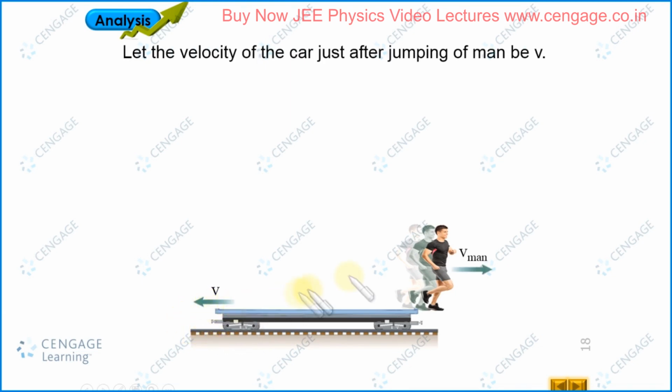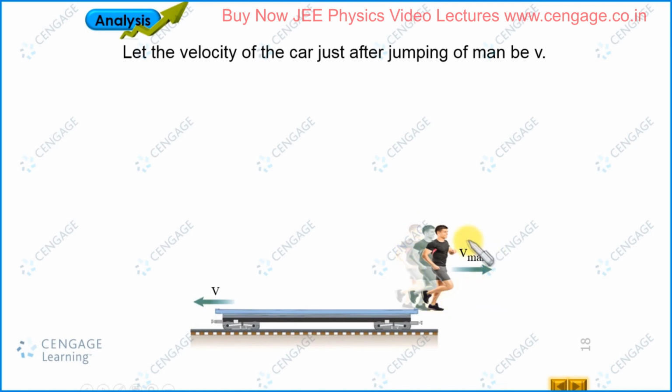Why leftward direction? Because initially the system is at rest and the man is getting linear momentum in the rightward direction, and the initial linear momentum of the system is 0. For making the linear momentum of the system 0, the car has to move in the leftward direction. So let us assume this velocity is v. The velocity of the recoil of the car is v.